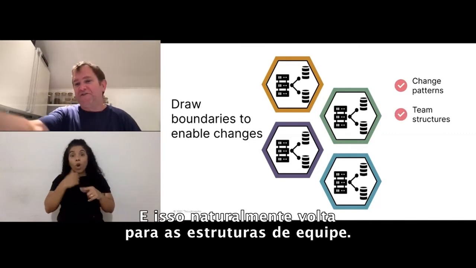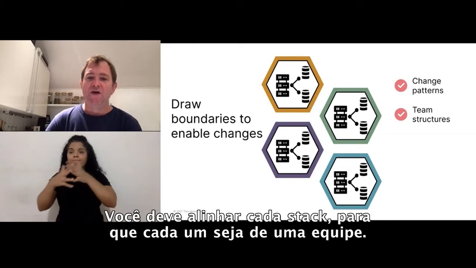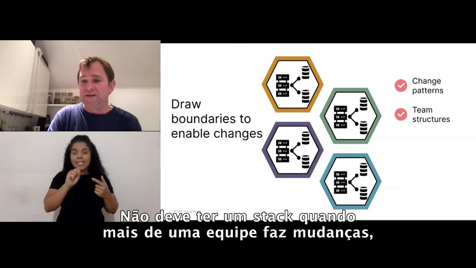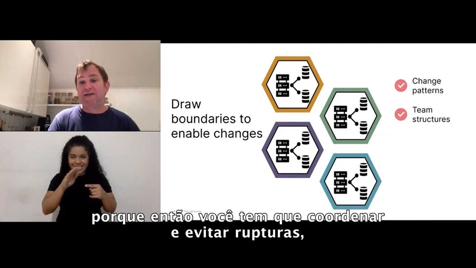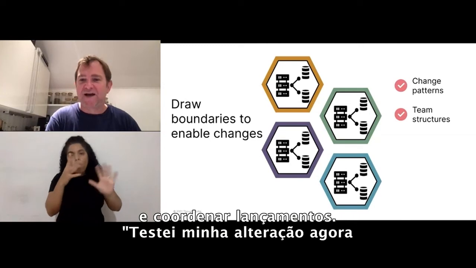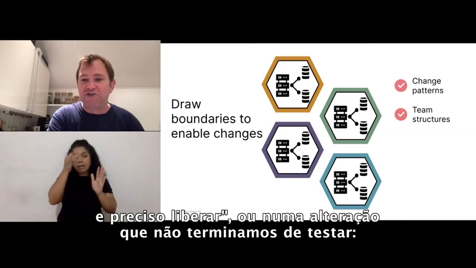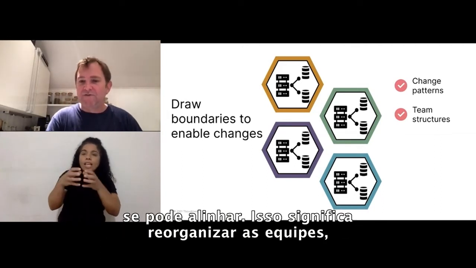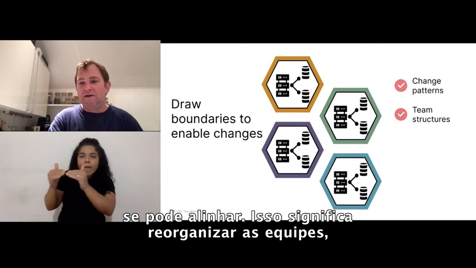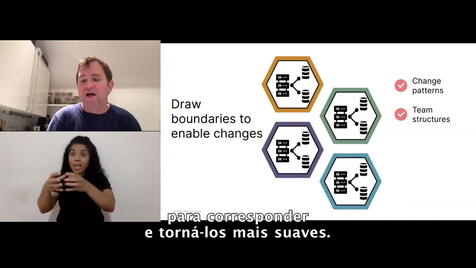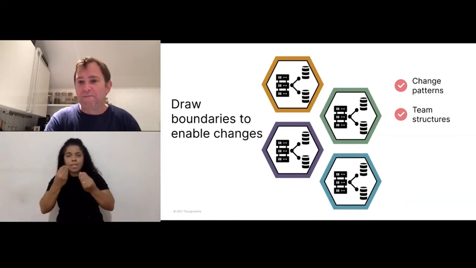And so this naturally goes back to the team structures. You would like to align your stacks so that each stack is only owned by one team. You shouldn't have an infrastructure stack where more than one team is making changes to it, because then you have to coordinate those and avoid breaking things and coordinate the releases. Well, I've tested my change now and I need to release it. Well, we have a change that we haven't finished testing yet. You have to wait for us. So this is the kind of thing where you want to make sure you can align those up, and whether that means reorganizing your teams a bit, or whether it just means reorganizing how you think about your infrastructure and your applications to match that and make that more smooth.